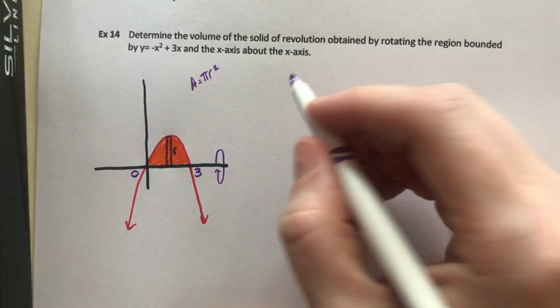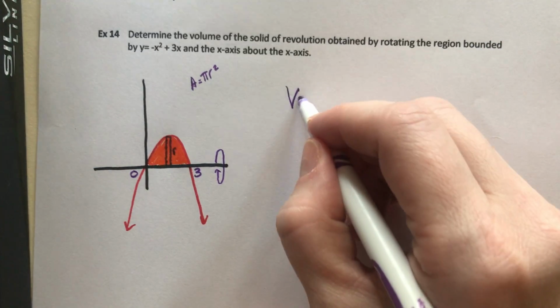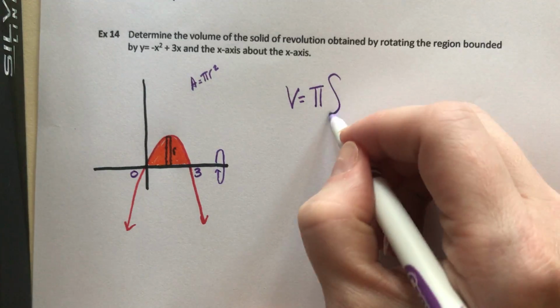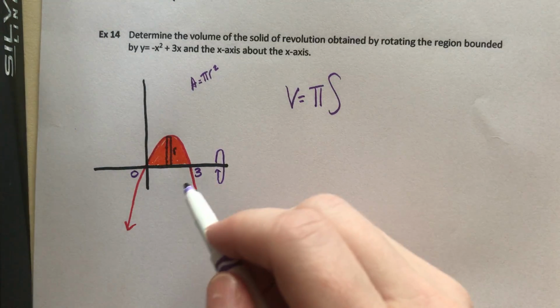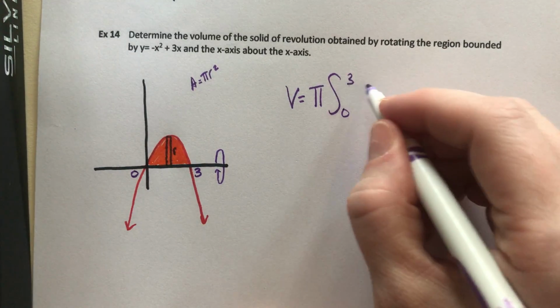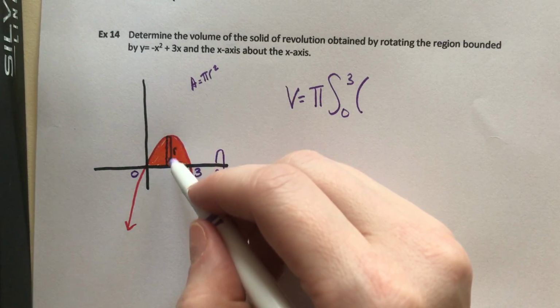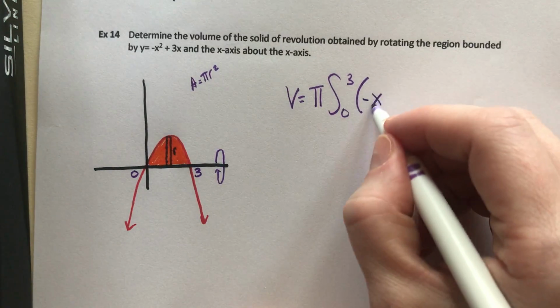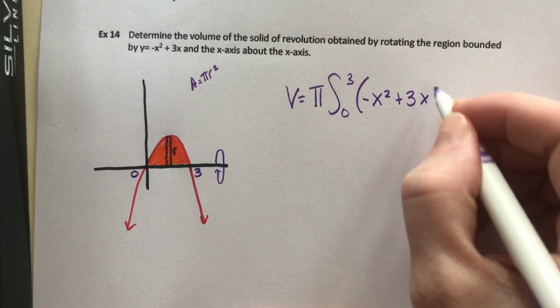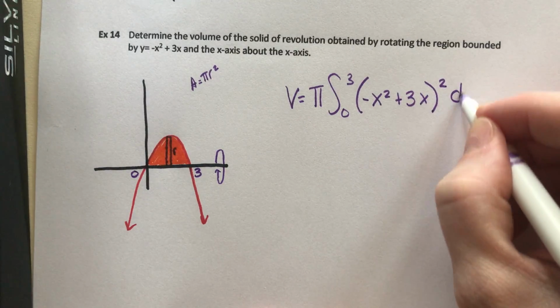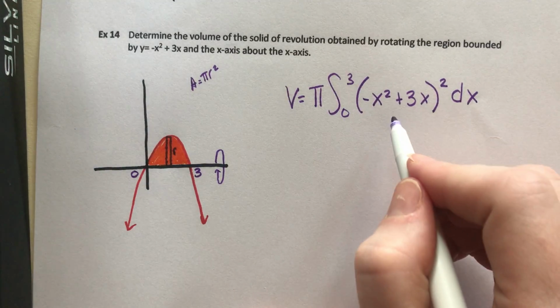Okay, so I'm going to go ahead and set up my problem. Volume is equal to pi times the integral. My boundary goes from 0 to 3. R, which is my height of that function, is the negative x squared plus 3x, squared, dx. So it's still pi r squared.